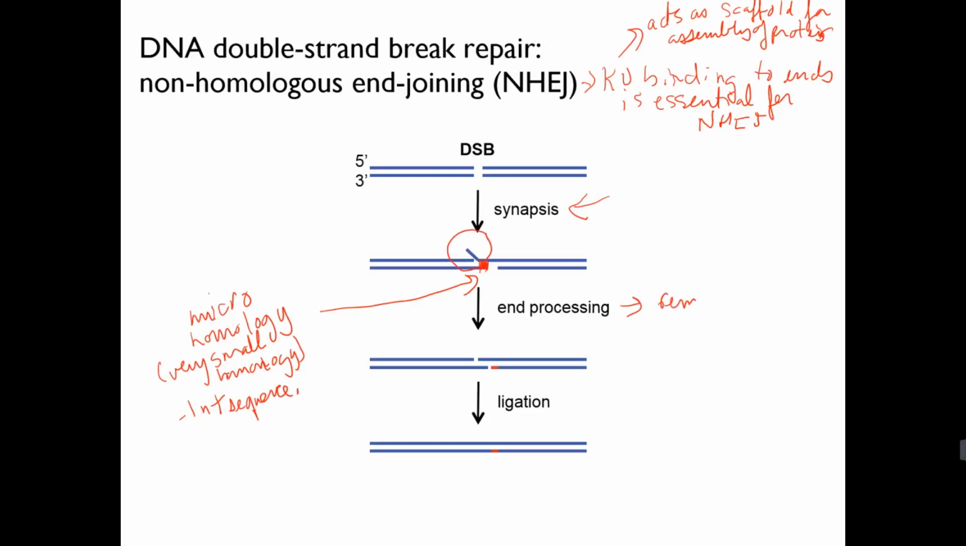And that involves removing overhangs to present ligatable termini. So the goal, again, of end processing is simply to remove any overhangs and present ligatable termini. So removing the flaps, filling in short gaps such that only nicks remain, and then, of course, this is a substrate for DNA ligase.